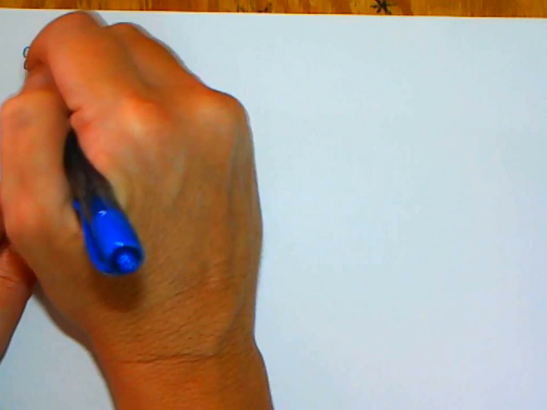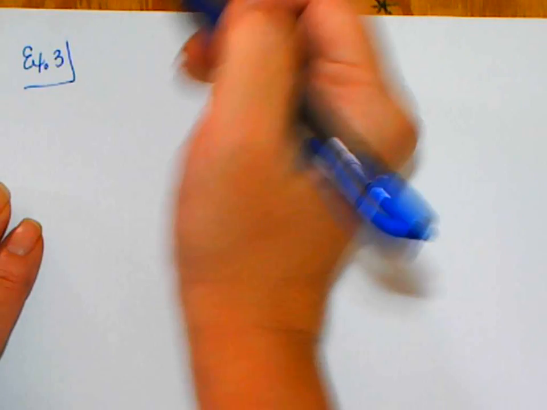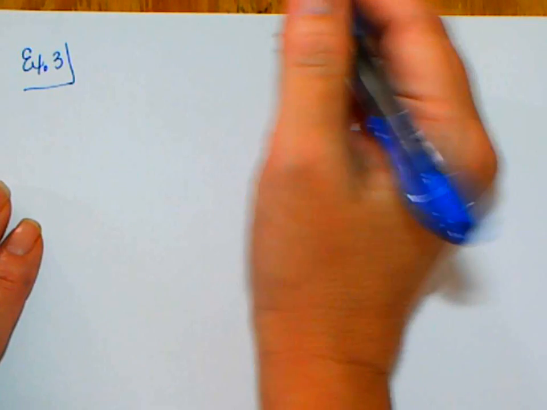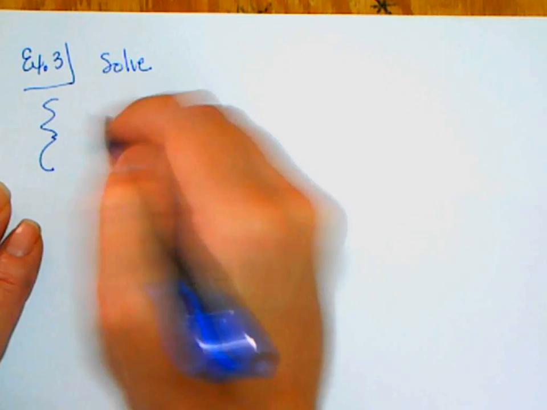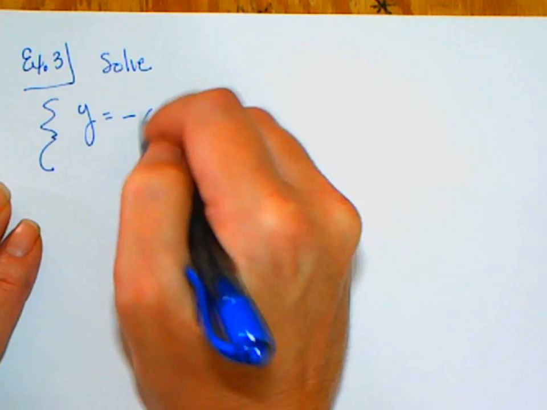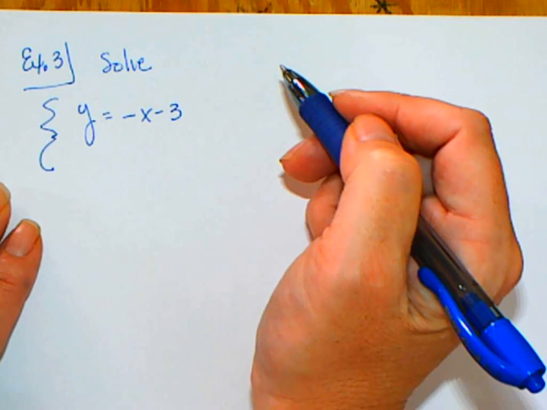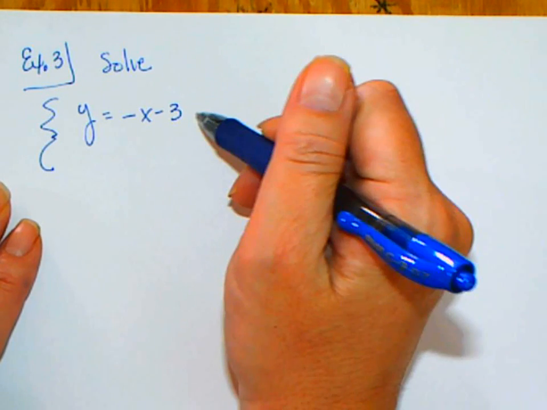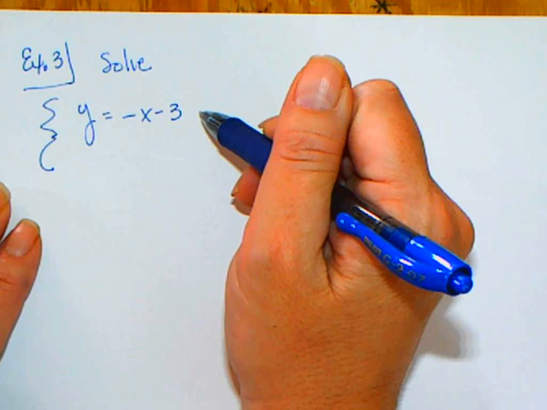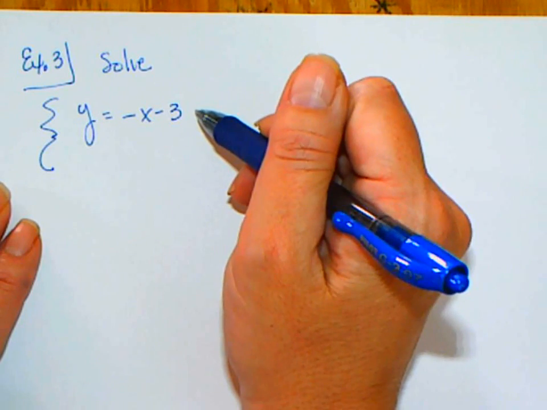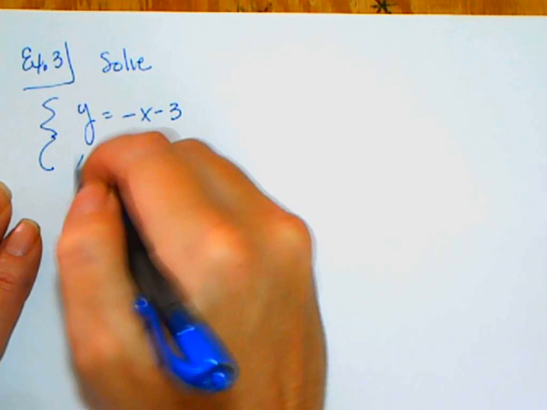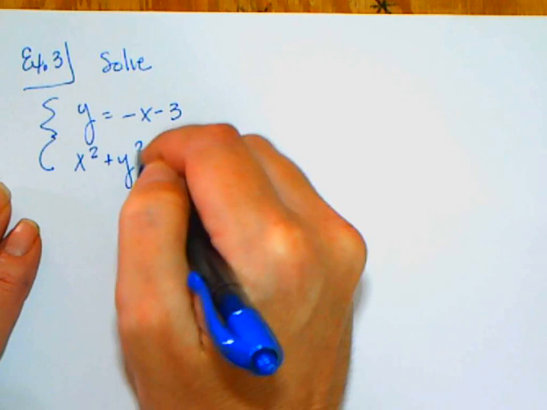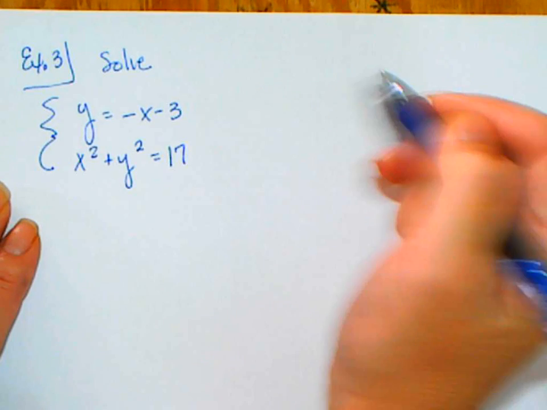So this is my third example. This next one will take up a lot of room. So let us solve the system. Y equals negative x minus 3. What kind of function is that? Yep, it's a linear function. X's exponent is 1. And x squared plus y squared equals 17.